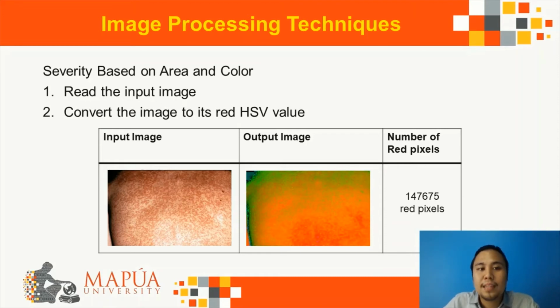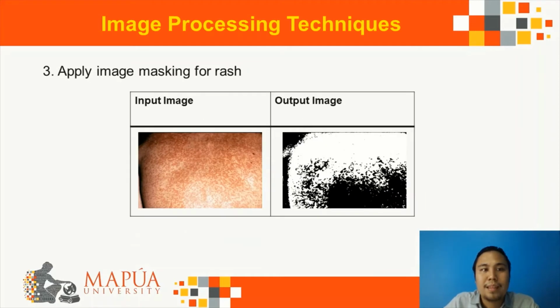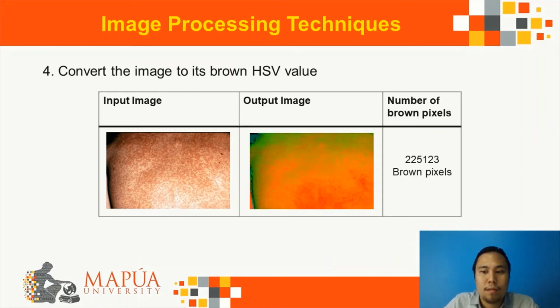The number of pixels that is covered with rash is 147,675. Next, apply image masking for the rash. The left image is the input image. The right image is the output image after applying image masking for rash.